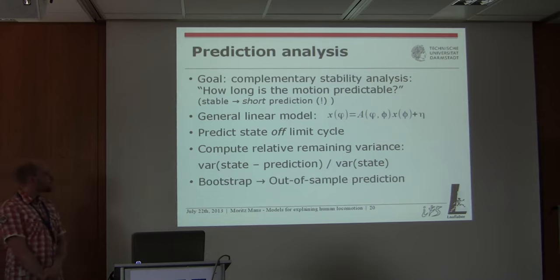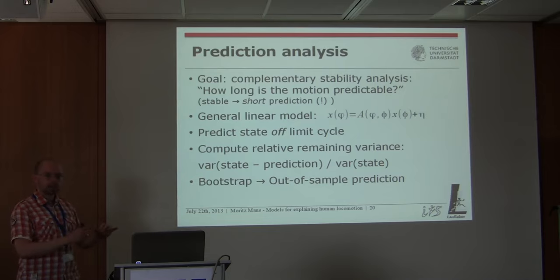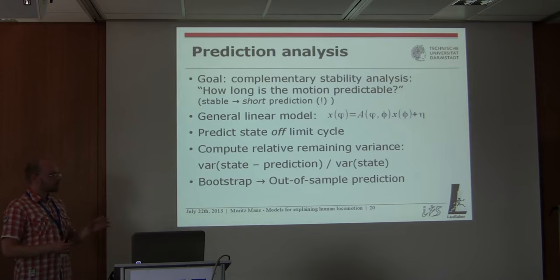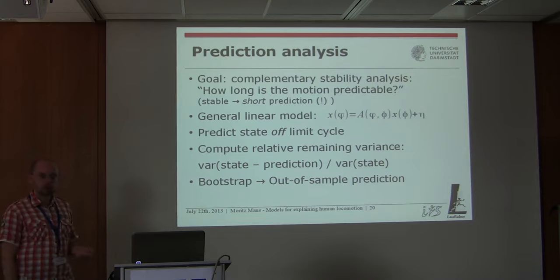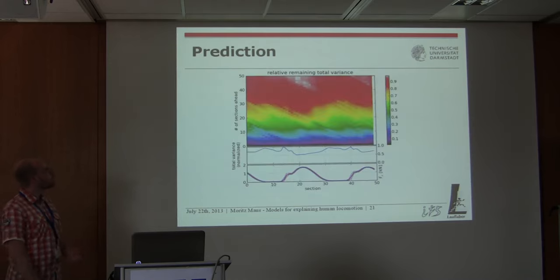And what I should mention is that we made an out-of-sample prediction. So we take some part of the data, compute the return map, and predict the data that we have not taken for the regression, which is important to avoid overfitting of the data. This is our prediction result, and I need some time to explain this result.